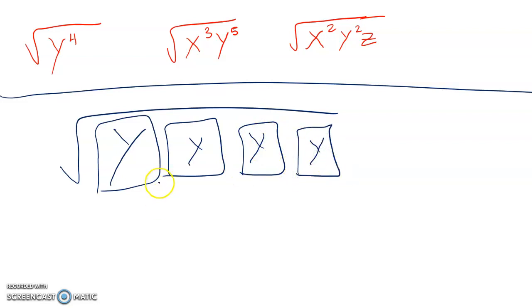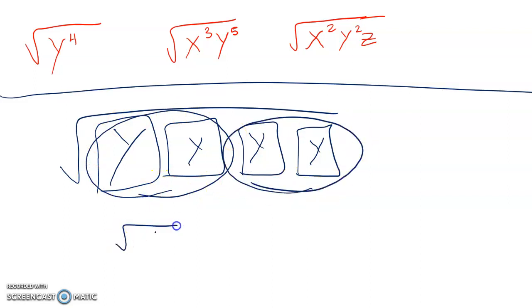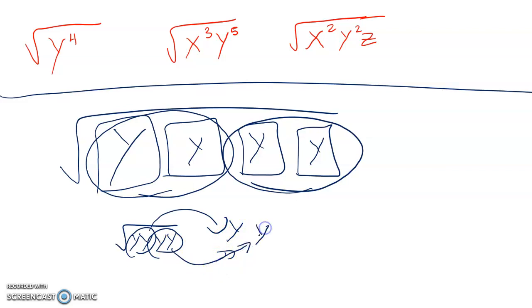Looking for pairs. In fact, this time I have 2 pairs. So on my separate sheet of paper, what I would write is I got 2 pairs of y's. That gives me 2 y's on the outside. And remember, if I have 2 of something on the outside, I multiply them together. Y times y gives me y squared, which tells me that the square root of y to the 4th is y squared.